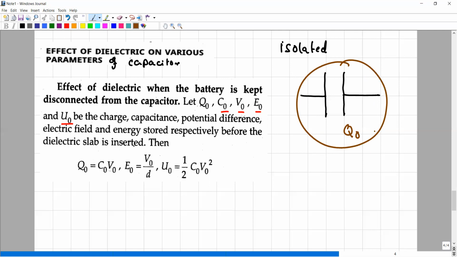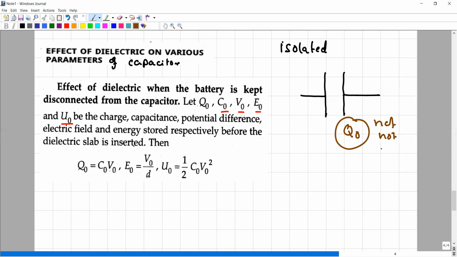It is completely isolated. So in an isolated condition, the charge Q naught remains the same, or constant. The Q naught value will not change. And why is it not going to change? Because this is isolated. It is disconnected from the cell. The battery is kept disconnected from the capacitor, the isolated capacitor. So our initial value of charge is Q naught, which is C naught V naught. Then the initial electric field will be V naught by d. Initial energy will be half C naught V naught square, and so on.